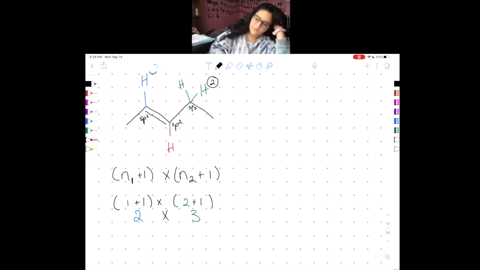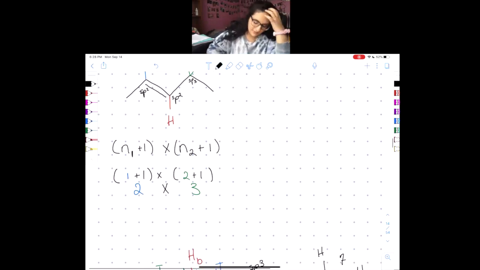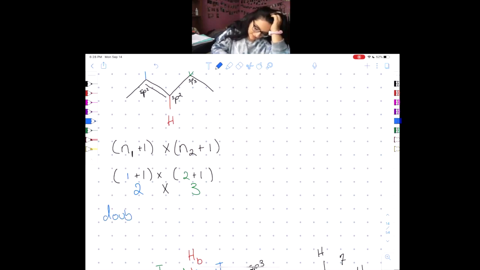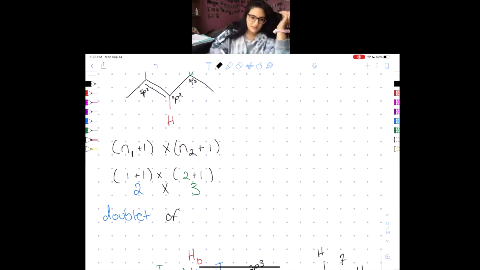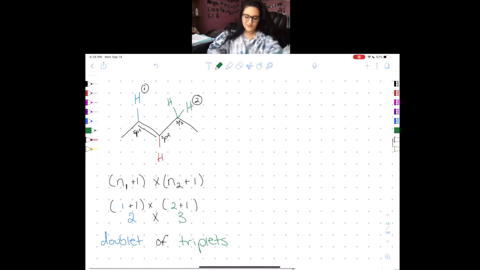And I know you guys can do simple math, but I specifically wrote this out for a reason, because when we name this, it's not going to be simple naming. It's going to be called a doublet, and the multiplication symbol is going to translate to an "of." And we have a triplet. And for the purposes of this class, it would be just as correct if you said triplet of doublets or doublet of triplets, because it's essentially the same answer either way. And 2 times 3, you guys should know, that's 6. So the multiplicity is 6, and we can call that a doublet of triplets.